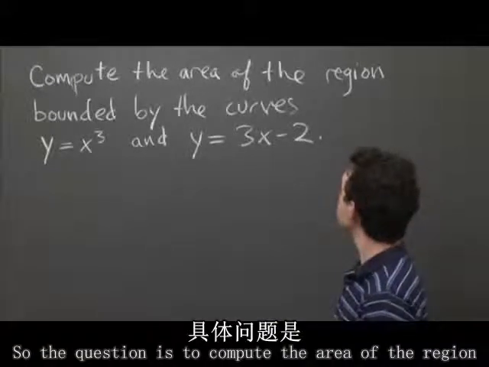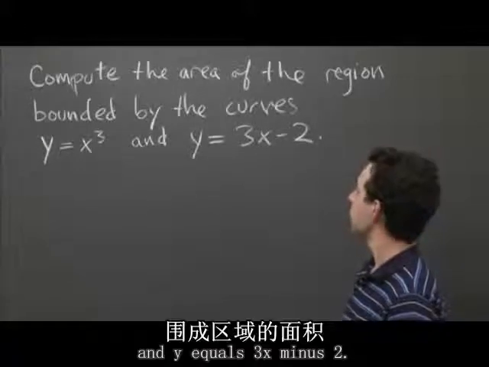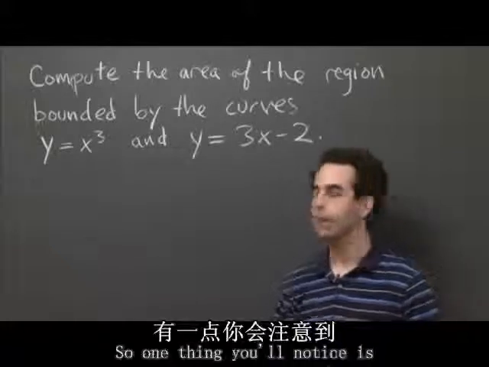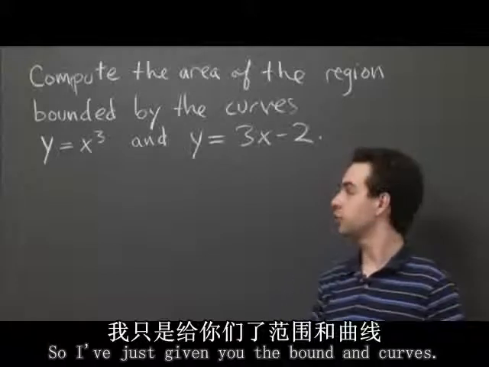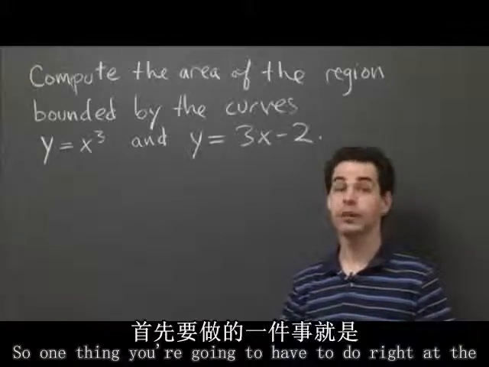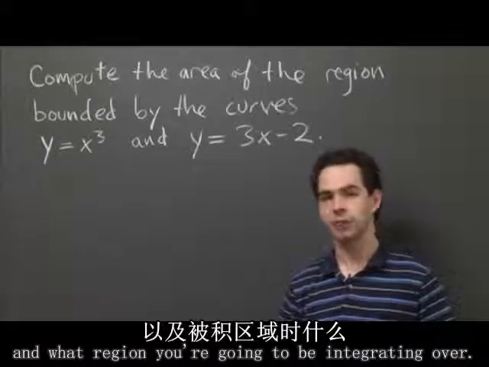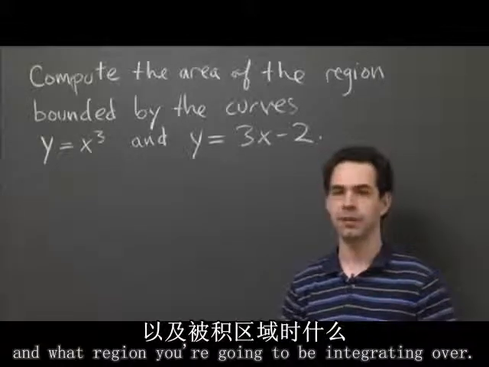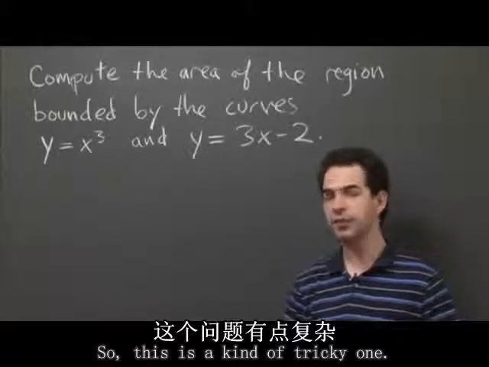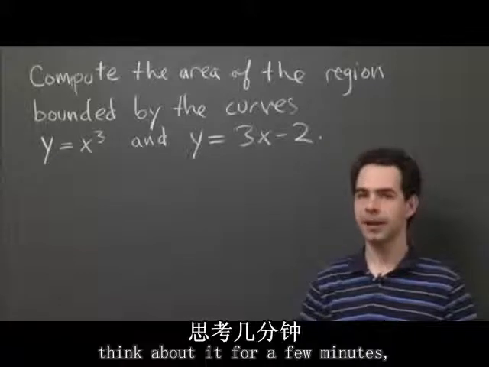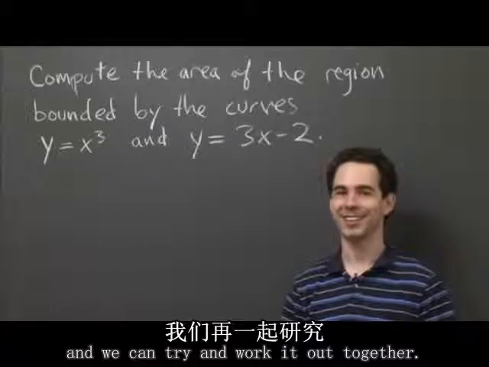So the question is to compute the area of the region that's bounded between the curves y equals x cubed and y equals 3x minus 2. One thing you'll notice is that I haven't given you endpoints for this region. I've just given you the bounding curves. So one thing you're going to have to do right at the beginning is to figure out what this looks like and what region you're going to be integrating over, what interval you're going to be integrating over. This is a kind of tricky one. Why don't you pause the video, think about it for a few minutes, try and work it out yourself, and you can come back and we can try and work it out together.